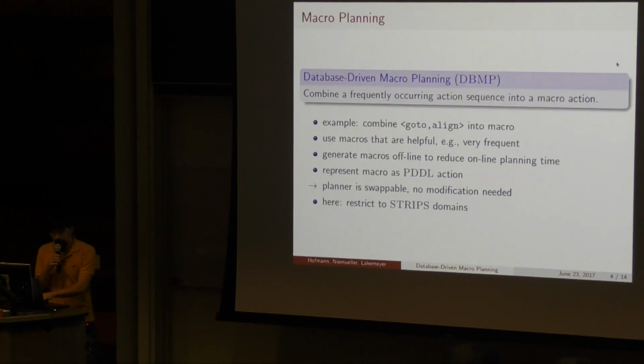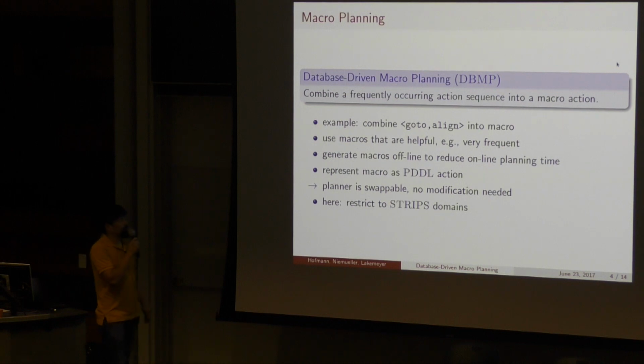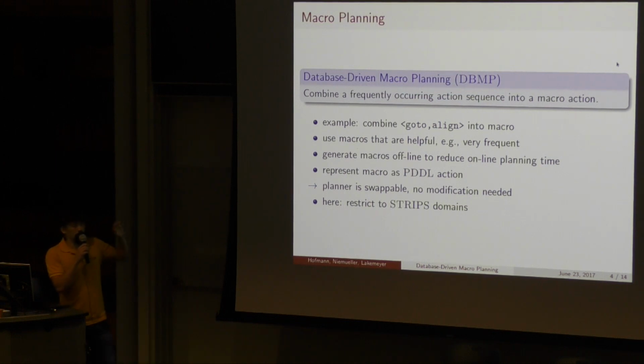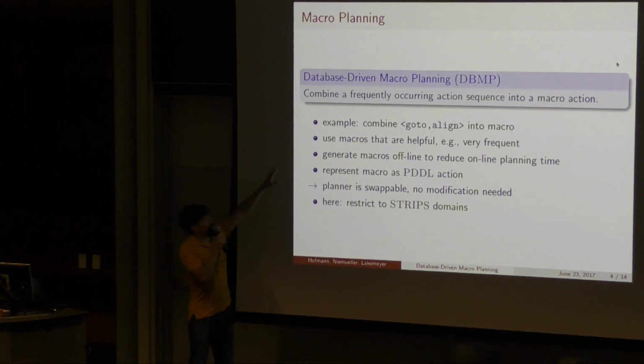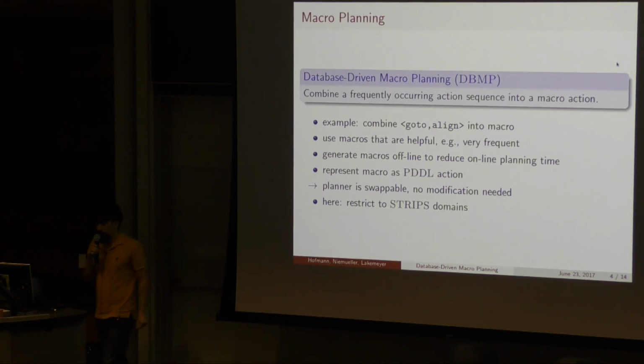And of course the answer is yes, it is macro planning, and the idea in this talk is to use a database full of plans to generate macro actions, and we generate those macro actions from action sequences that occur frequently in our database. So as an example, in lots of our plans, we have the sequence go to, align, and we just merge this into one macro action and use that for further planning runs. And of course, we only want to use macros that are helpful, and the metric here that we use is frequency.